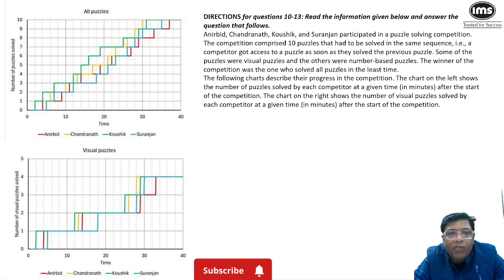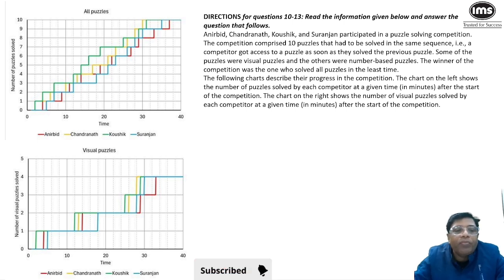Some puzzles were visual and the others were number based puzzles. So, there are two types of puzzle, visual as well as numerical based puzzles. The winner of the competition was the one who solved all puzzles in the least amount of time. The following chart describes the progress in the competition. The chart on the left shows the number of puzzles solved by each competitor at a given time in minutes after the start of the competition. So once the competition started, at one point of time, how many puzzles have you been able to solve?